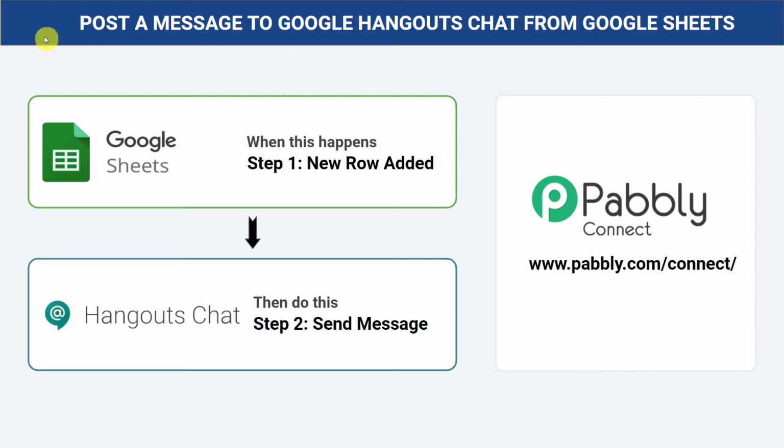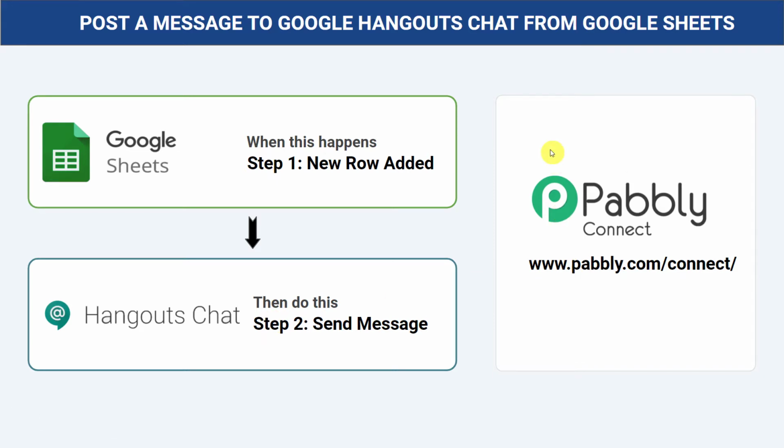Hello everyone, in this video we will learn how to post a message to Google Hangouts chat directly from Google Sheets. The idea is that whenever new data is added in Google Sheets, a message automatically appears on Google Hangouts chat. But the issue here is there is no direct connection between Google Sheets and Google Hangouts chat.